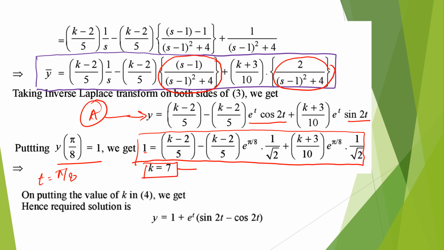Now we have to substitute this k in equation A, and finally the solution for the given differential equation is y = 1 + e^t (sin 2t − cos 2t). So this is the particular solution for the given problem.